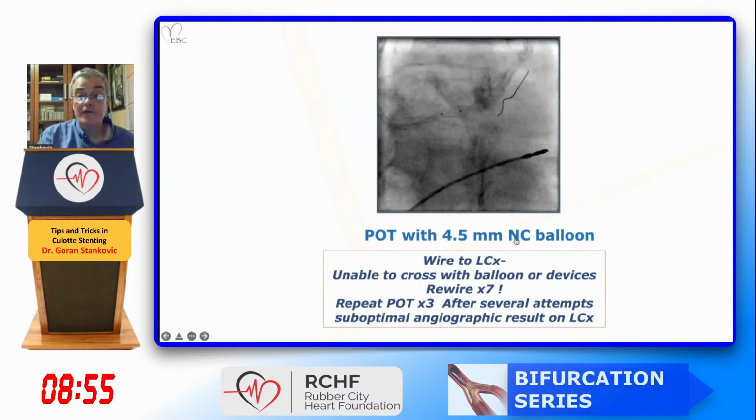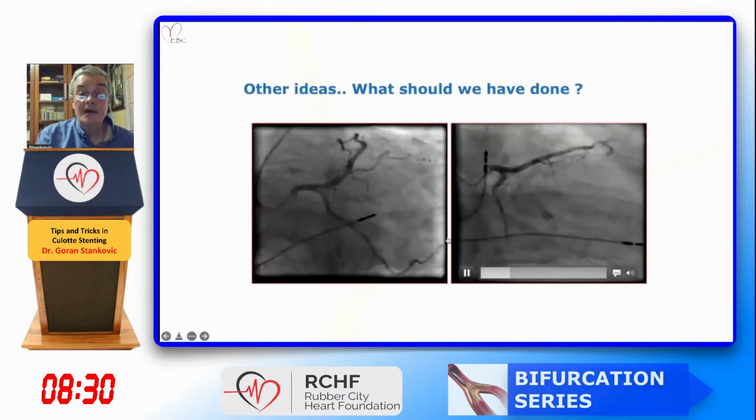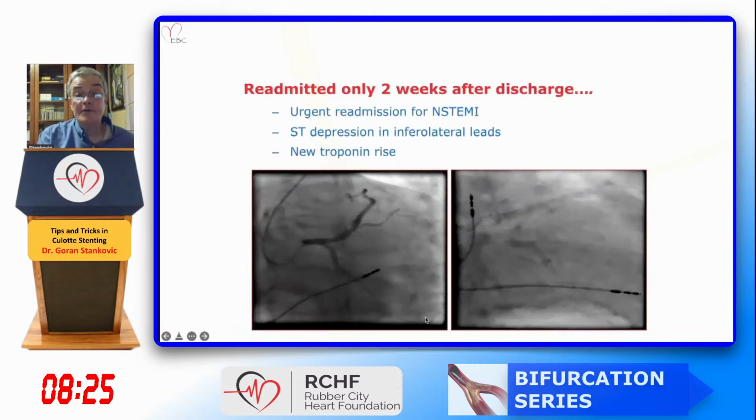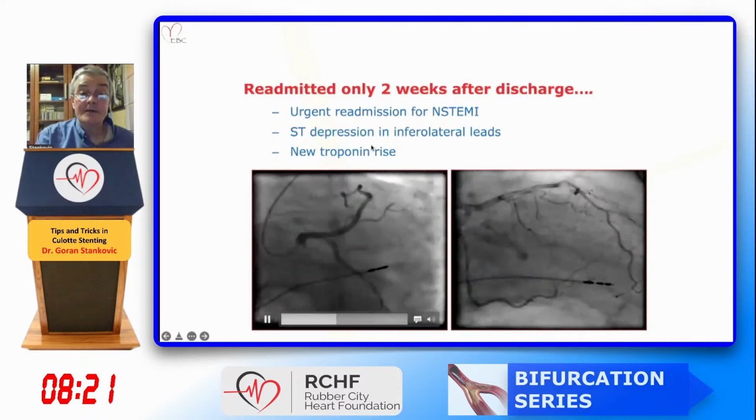After that, POT is done, no kissing, just POT, and then second stent LAD, and then POT was repeated, 4.5, and then comes the problem. Wire to circumflex, unable to cross with balloon or any device, microcatheter or Tornus, rewired 7 times, repeat POT 3 times, and after several attempts, suboptimal angiographic result was accepted at the end of the procedure you see in this case. So this was the end of the first procedure.